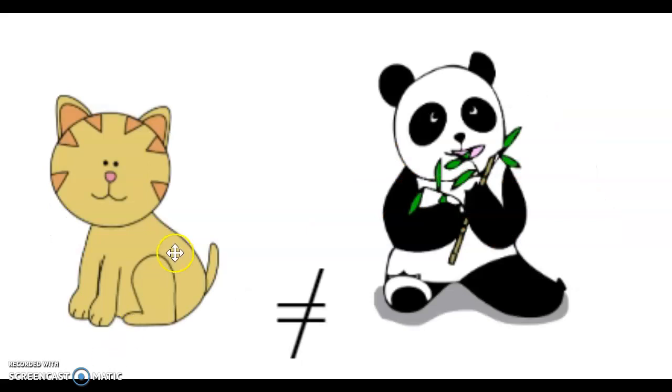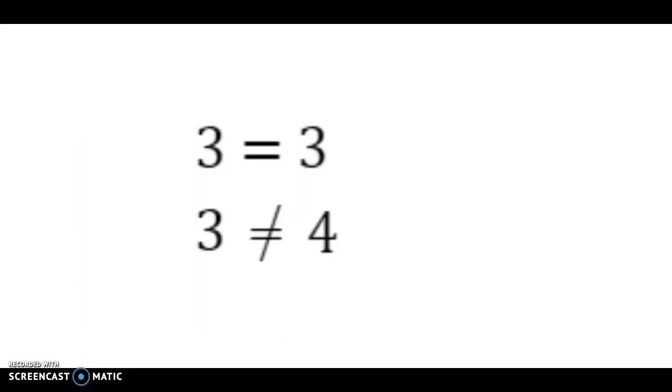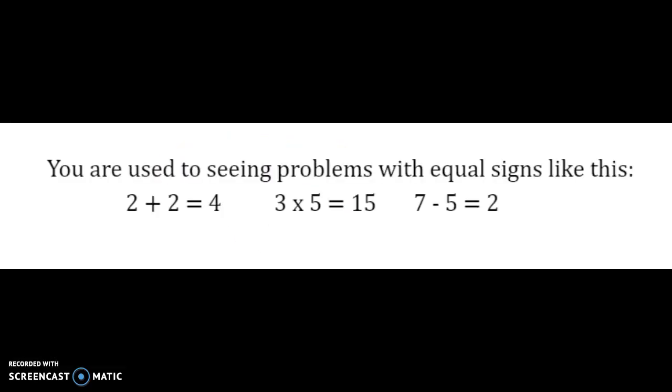In the same way, we would say that kitty cat is not equal to panda bear. And yes, we might argue that they're both animals, but remember, the equal sign means it's the exact same on both sides. Moving away from pictures and looking at numerals, we can see that 3 is equal to 3, and 3 is not equal to 4. Remember, that equal sign means that it's the same on both sides.